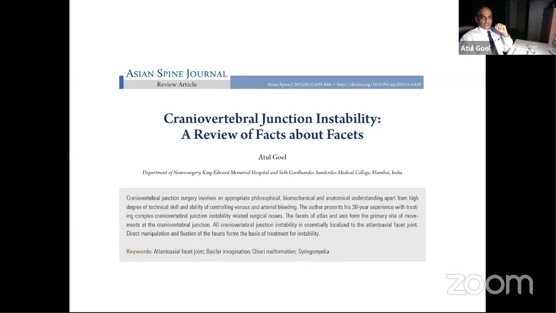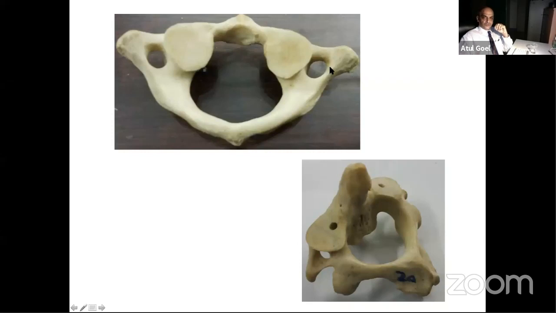Now I want to discuss with you the facts of the facets of the craniovertebral junction and of the rest of the spine. So the facets of C1 are round and horizontal and flat. And this is the most mobile joint of the body. And I have to give you one statement now, that atlantoaxial instability is the most common spinal instability.